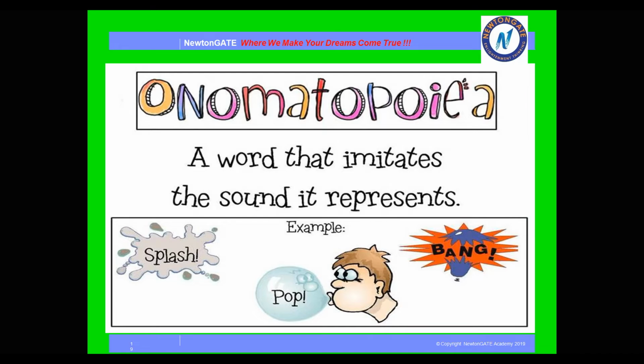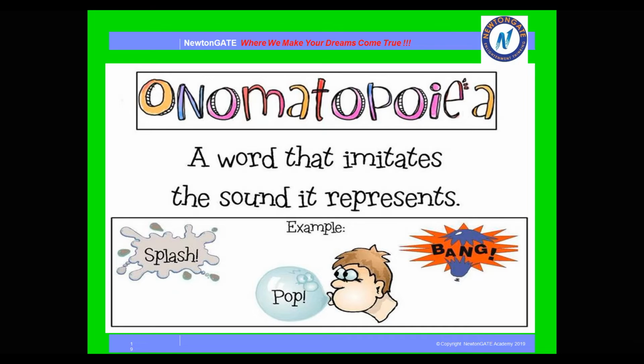So now we move on to the last kind of figure of speech, that is onomatopoeia. As you can see the word, we are pronouncing it as onomatopoeia, but you must carefully look at the spelling of onomatopoeia. While writing, you will be writing it as onomatopoeia. So please carefully read the spelling. Now, onomatopoeia is a word that imitates the sound that it represents. So, onomatopoeia has to do with the sounds.